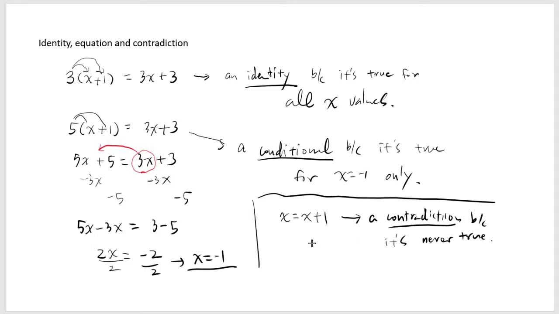Now, when you have a contradiction, one thing that you should know is that if you subtract x from both sides, you get 0 equals 0 plus 1. So you get 0 equals 1. So when you have a contradiction and you simplify, you end up with something that makes no sense at all. 0 is not the same as 1, and it's written that way, right? So that's why it's a contradiction. Okay, hopefully you now understand the meaning behind identity and contradiction and just a regular equation.